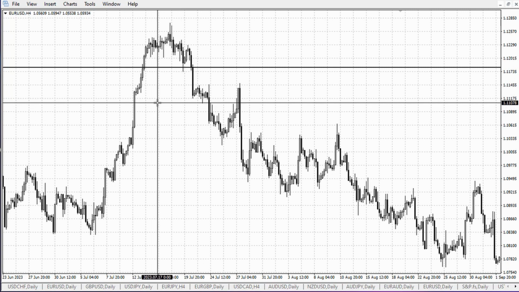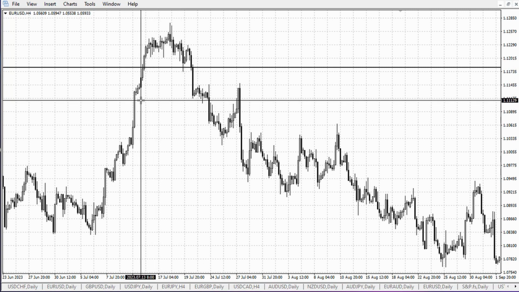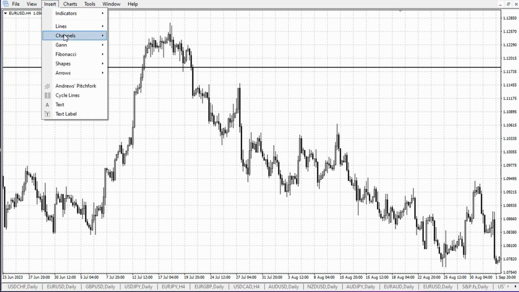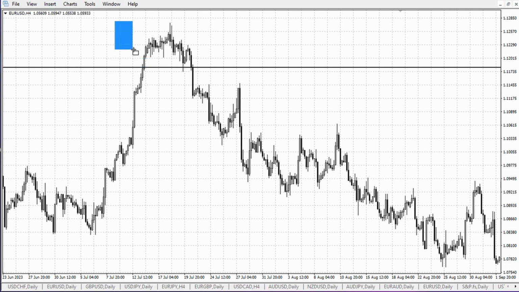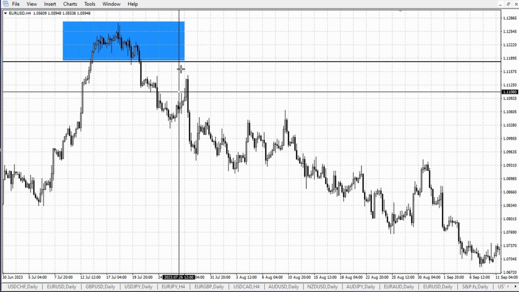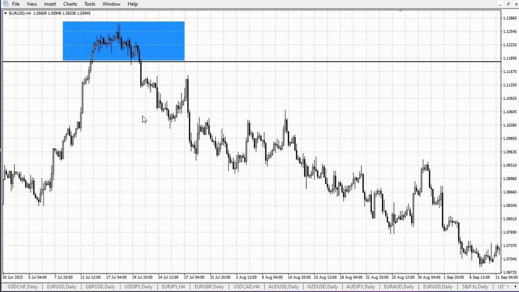So what is our perfect entry? The perfect entry is to identify this area as a range. I will just use a shape, it doesn't matter. So this is an area where the price advertises, the buyers are saying, hey, we need to buy more, come on, but nothing happens. Why? Well, I will give you a hint. It is because of macro fundamentals, and it moves back inside the range.